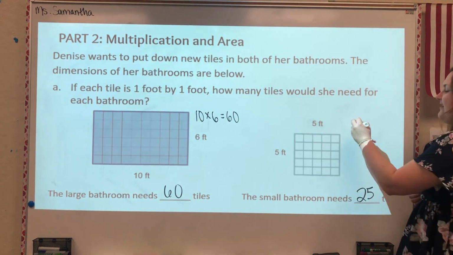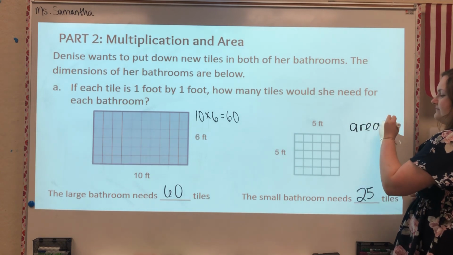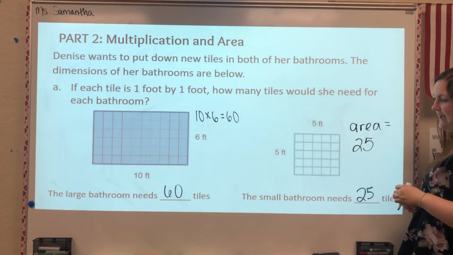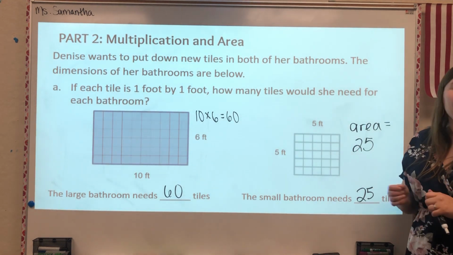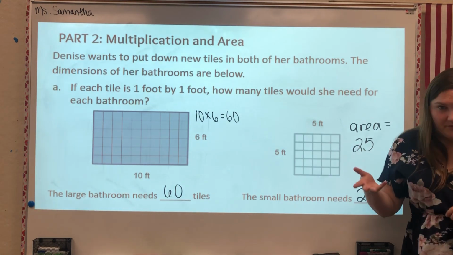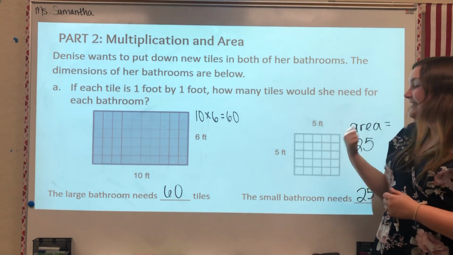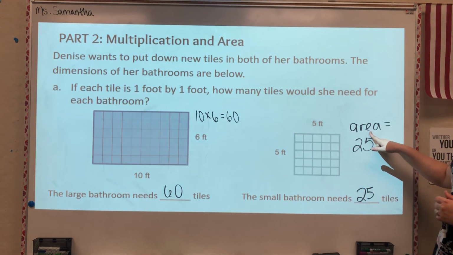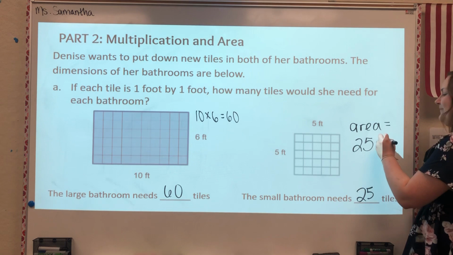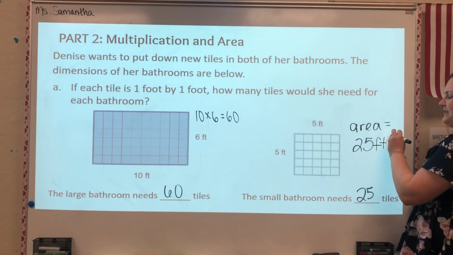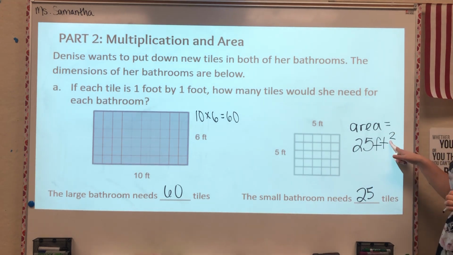We could say the area is 25. We need a measurement though. Just like perimeter, when we were talking about perimeter of shapes, there always was that measurement at the end, like feet or meters. Same idea here. Area, we are going to say, is 25 feet, and then I read this right here as squared.